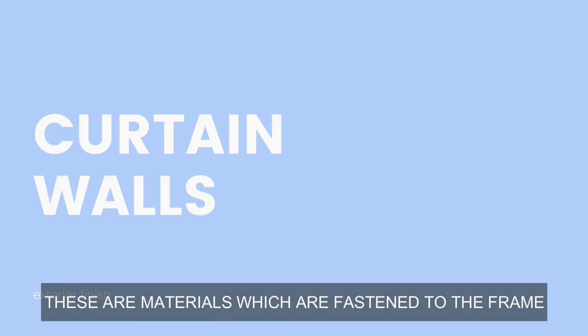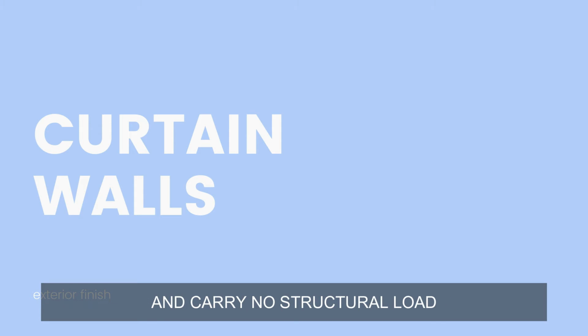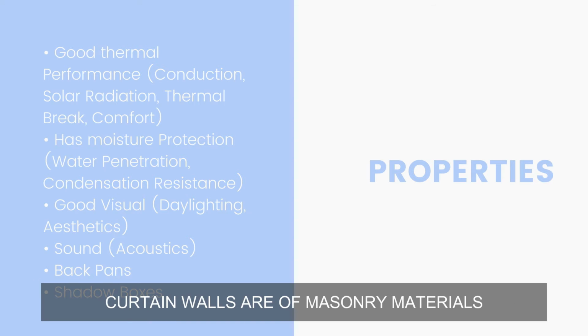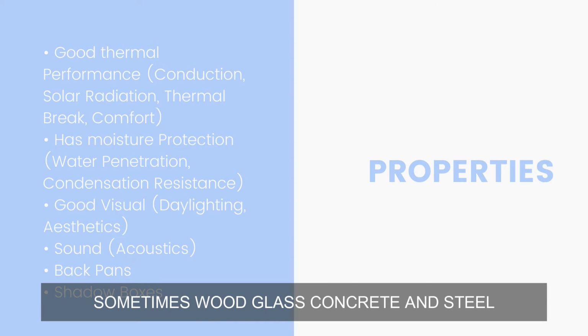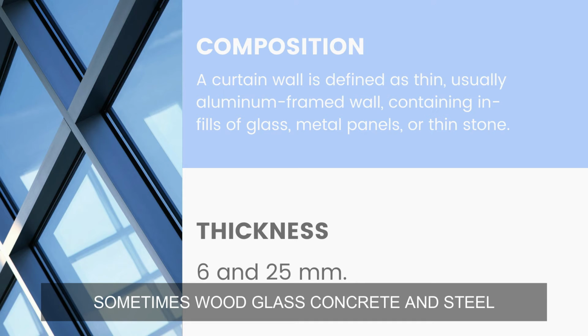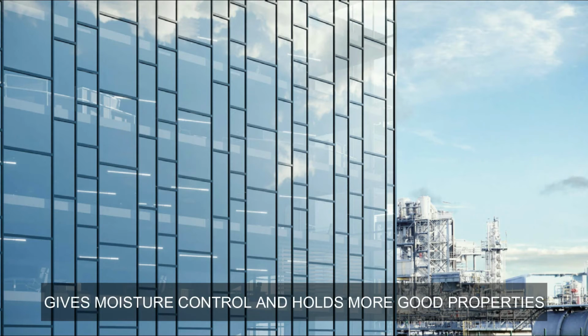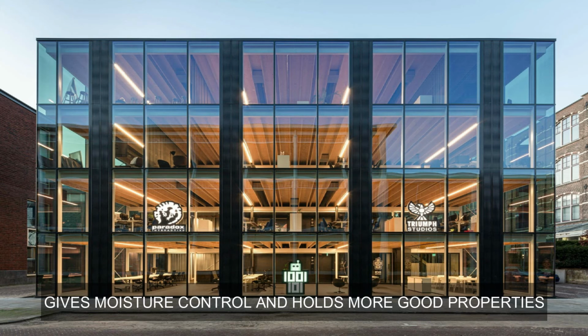Next are the curtain walls. These are materials which are fastened to the frame and carry no structural load. The steel frame wall and floor decks carry the load. Curtain walls are made of masonry materials, sometimes wood, glass, concrete, and steel. They have good thermal performance, give moisture control, and have many other great properties.